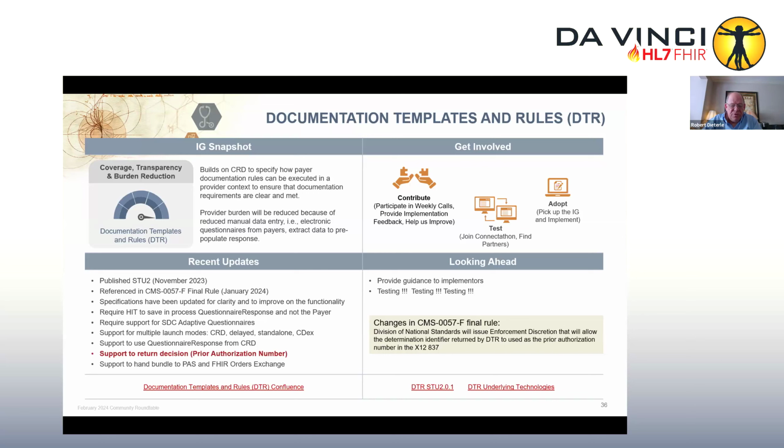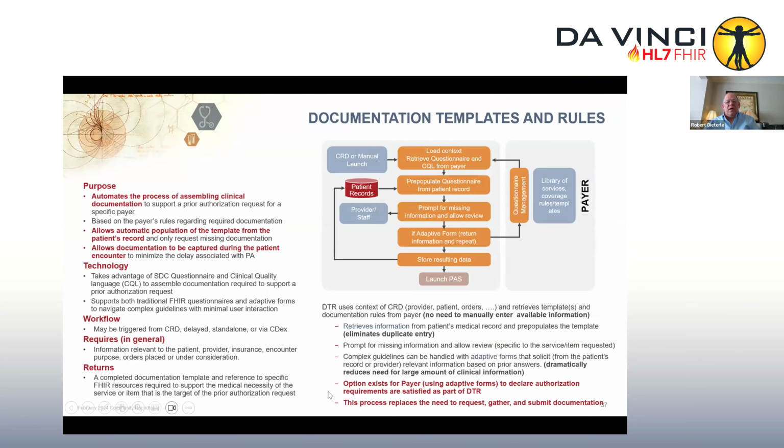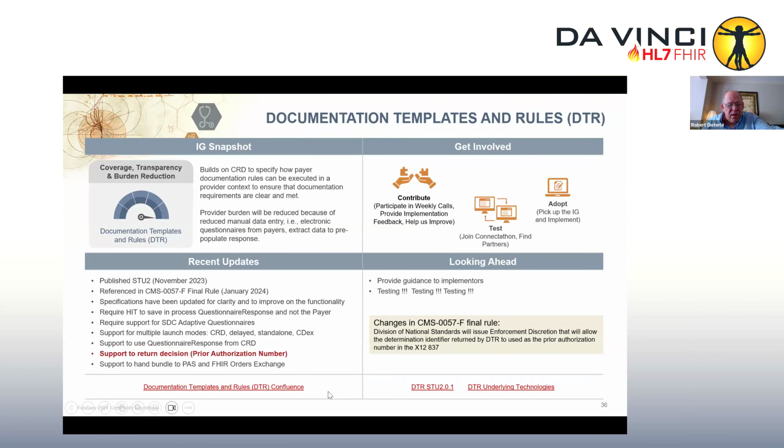So we now have 2 shortcuts, one at CRD time, one at DTR time, when we can shortcut the workflow process for prior authorization and give the provider and the patient immediate feedback on their ability to have that service authorized. Next slide, please. Oh, and by the way, any approval at this point in time is only an approval. We do not support denials at that point. Next slide.